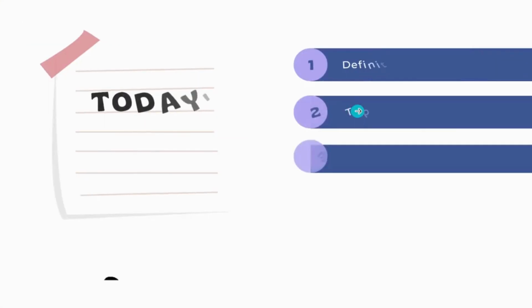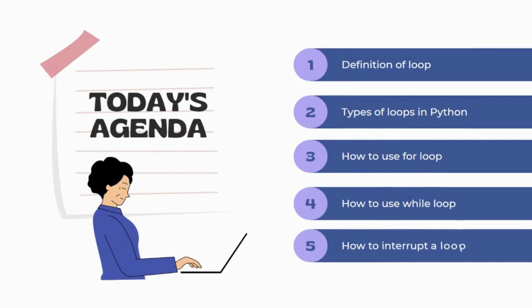So there are two ways that Python actually specifies loops. But before we go there, I would like to show you the highlight of what we have to learn. We've seen the definition of loop. We'll see types of loops in Python. We'll also see how to use the for loop, which is the first type, and then the while loop, and then we'll see how to interrupt the flow of our loop. So let's just get into it.